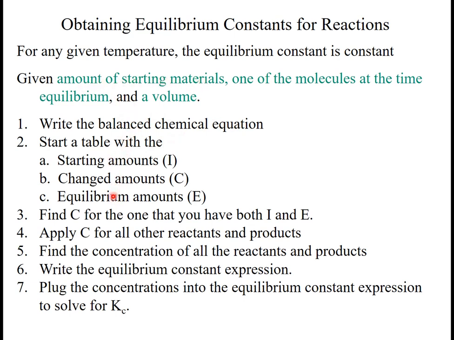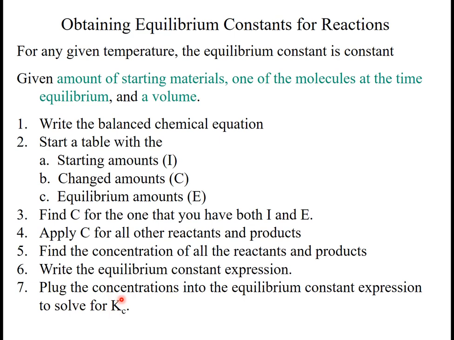Okay, this is referring back to the previous section. Find the C for the one in which you have both I and E. So this is the same process that we just did for the previous section. Apply that C, or change, for all the reactants and products. Find the concentration. I do that by taking the moles that are given and dividing by the volume that's given. Write the equilibrium constant expression, plug in those concentrations, and solve for Kc.